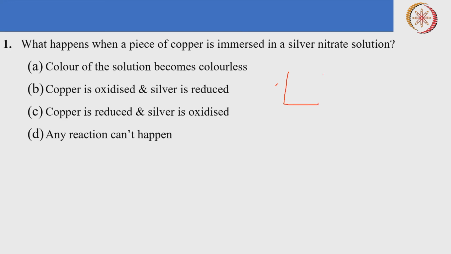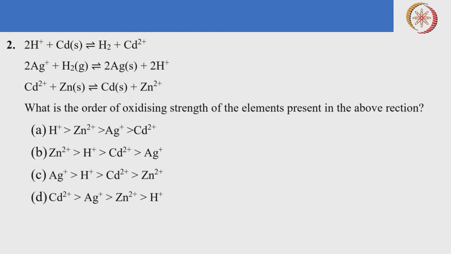We'll discuss it with a picture: a beaker with silver nitrate, and a copper rod going in. Answer: copper is oxidized and silver is reduced. The solution becomes green. Basically copper is going to copper 2 plus, and silver plus is going to silver. This reaction is going on, so the answer is B.